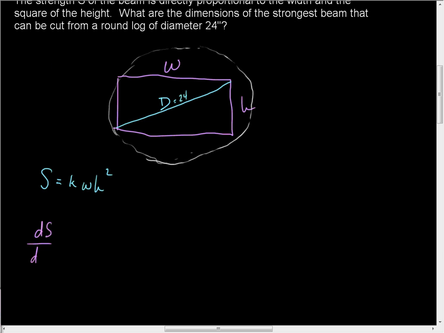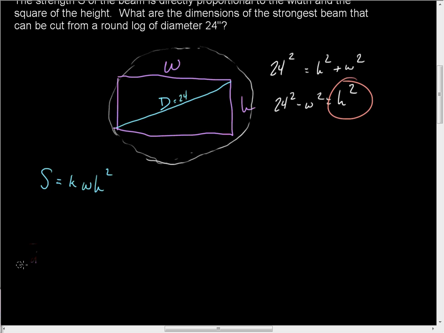And now I'm going to try to express, let's say, the log diameter 24 inches. Okay, so 24 inches squared is equal to h squared plus w squared. So now 24 squared minus w squared is equal to h squared. That's pretty easy. I'm going to stick with that because I do have an h squared in here. And so I'm going to erase this. That wasn't the route I wanted to take. Not yet anyway. Okay, so now I've got an expression, so I can get all this into one variable.